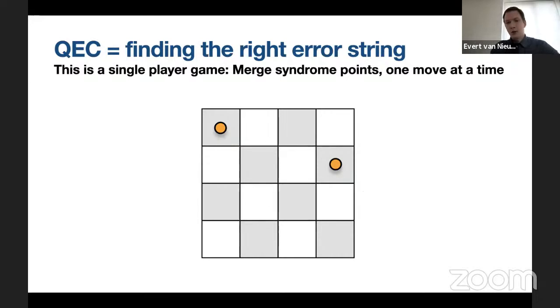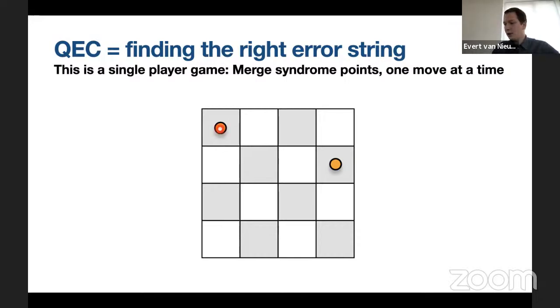Now, hopefully it's not too far-fetched to see that we can turn this into a game. We're going to think about this environment that we can play with a reinforcement learning agent. And the game works like this. I ask all of you to close your eyes, and then I secretly flip one of the physical qubits.